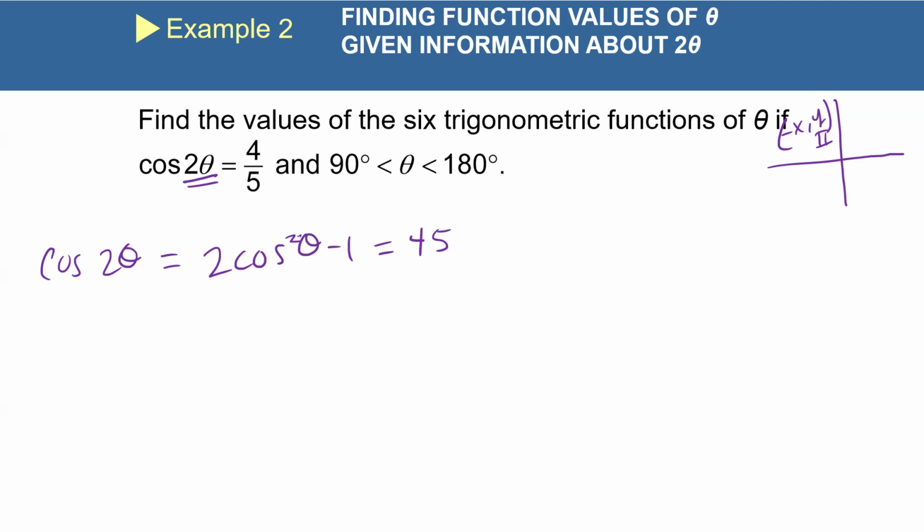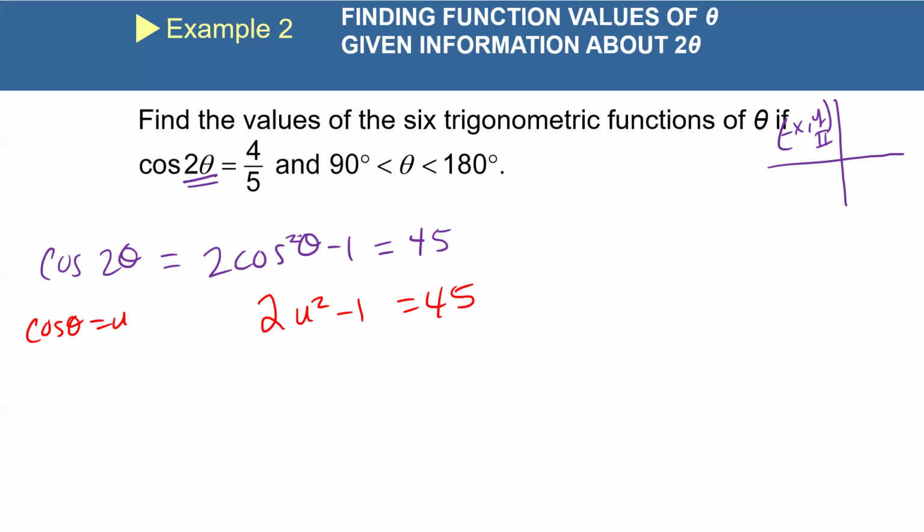That's our goal, is to get cosine by itself. So this is where we use u substitution, okay? So we're going to let cosine theta equal u. And what that looks like is now we have 2u squared minus 1 equals 4/5. Do you know how to solve that?